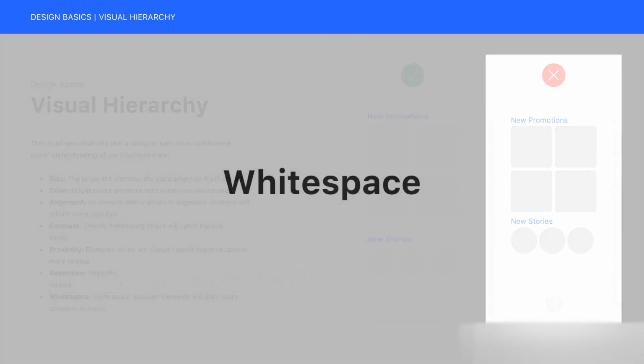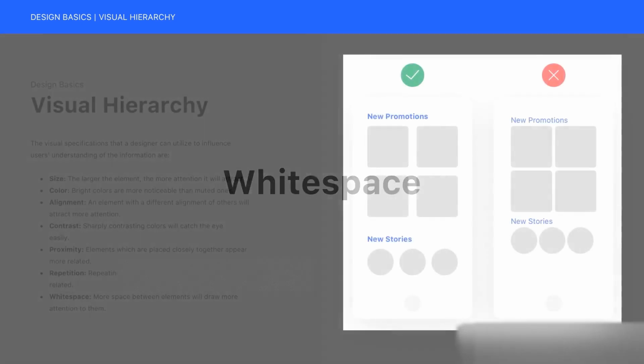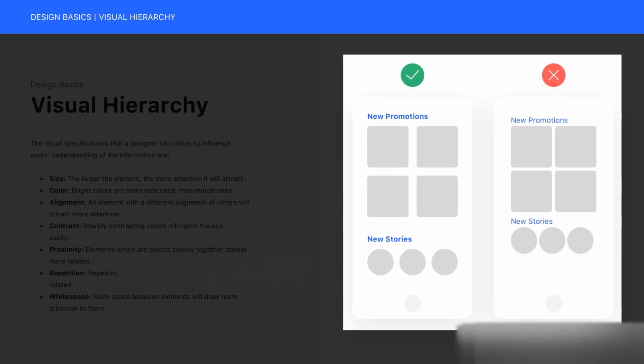And the next item is white space, which is another important term in UI/UX design. More space between elements will draw more attention to them. So let's look at the pictures on the right, but this time, we need to distinguish between the left screen and the right screen. As you can see in the left screen, we have enough space, or let's say enough white space between our elements and our sections, so the users can easily walk through the user interface. However, on the right screen, you can see that all elements are very, very close together, and there is not enough white space between all elements in that kind of layout.